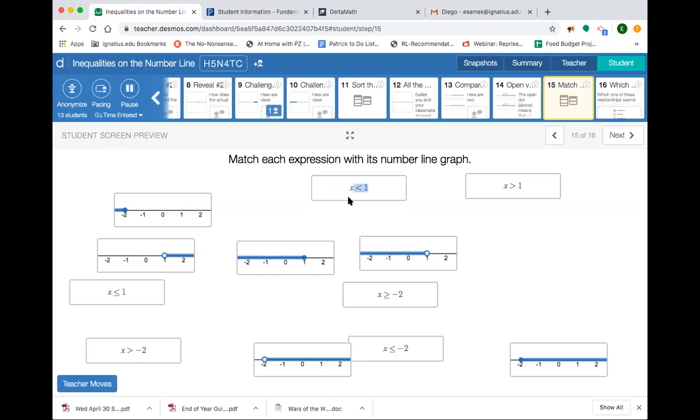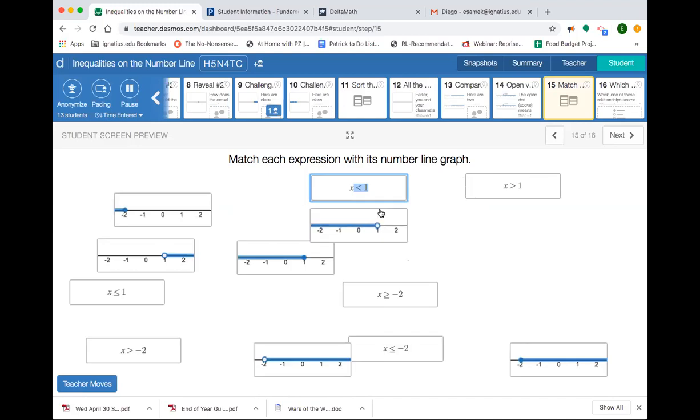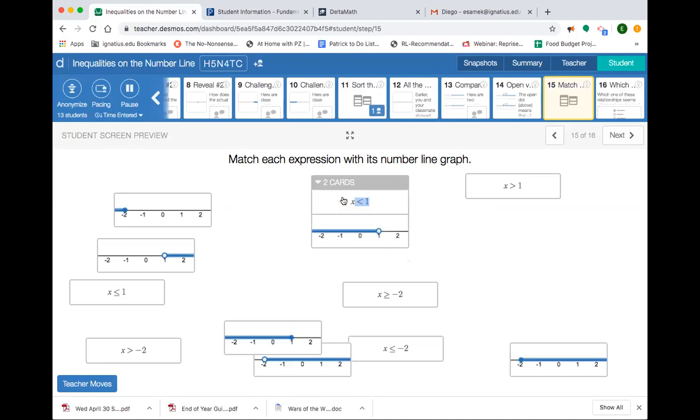So I am looking for this guy here, and they need to lock together. All right, so this is an open circle and everything is less than 1.